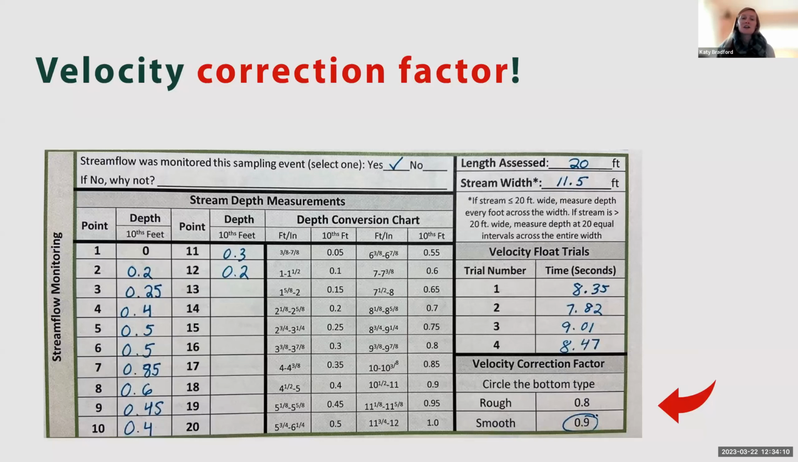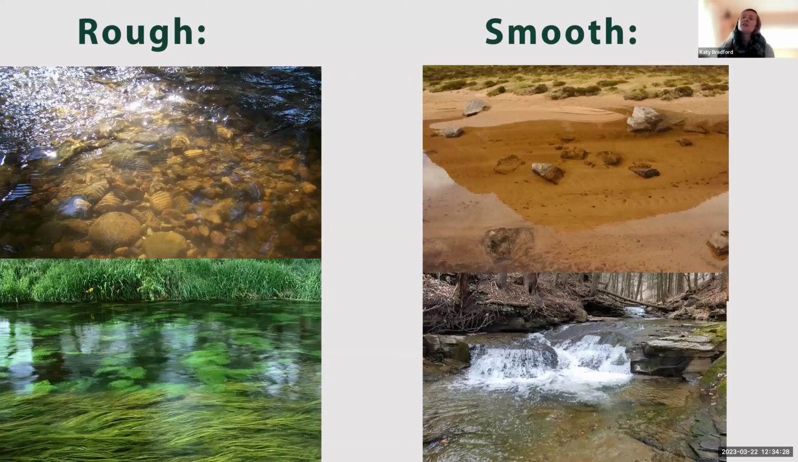And then the last piece of this is the correction factor. Because the ball is floating on the surface and water flows differently on the bottom and middle of the stream compared to the surface, we have this correction factor on our data sheet. It's just rough or smooth, simple as that. And that's part of the equation. So if the bottom of the stream is rough, with lots of boulders and rocks and pebbles or lots of vegetation and plants, then they'll circle the rough correction factor, because the water is encountering more resistance on the bottom and it's slowing the water down relative to the surface. And if it's a smooth bottom stream, like smooth sand or bedrock, then they select the smooth correction factor.